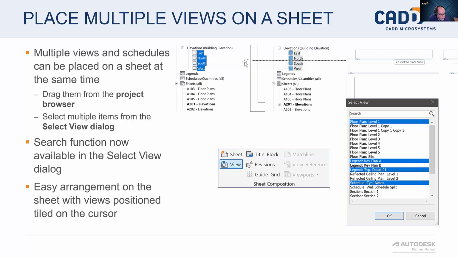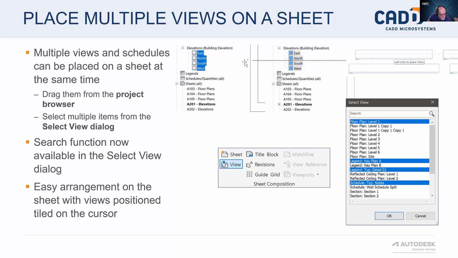But you can do this through either the project browser, just by selecting multiple views in the project browser and dragging them over, or you can use the view command, which will open up the select view dialog box, which will allow you to select multiple views in there.